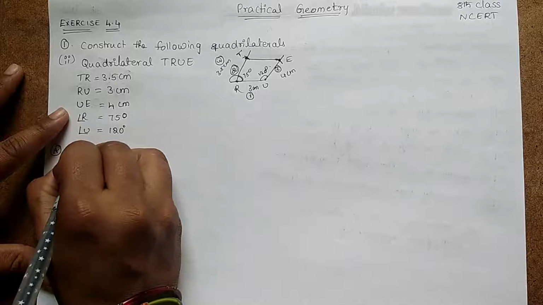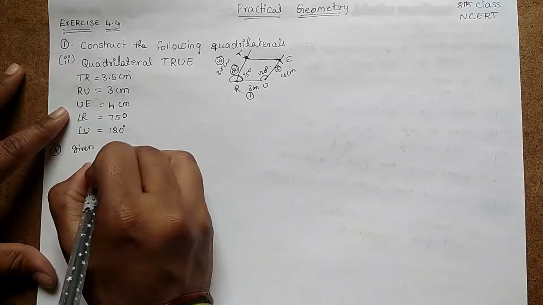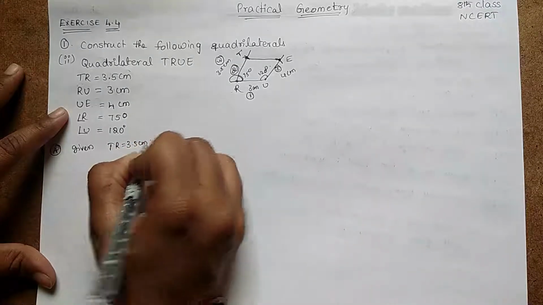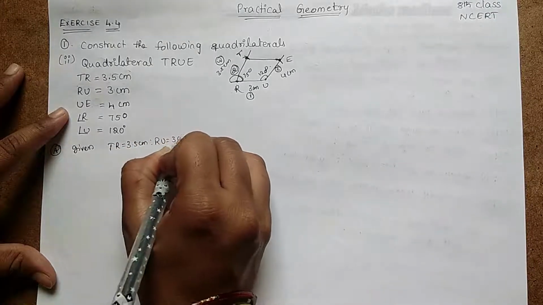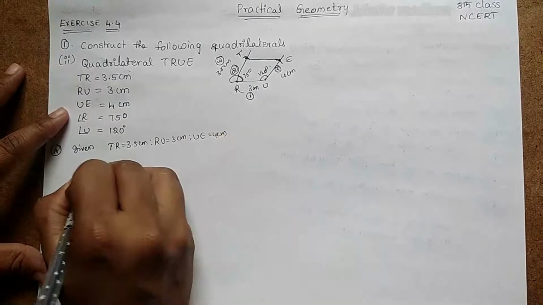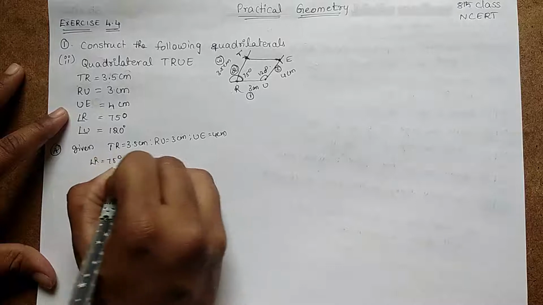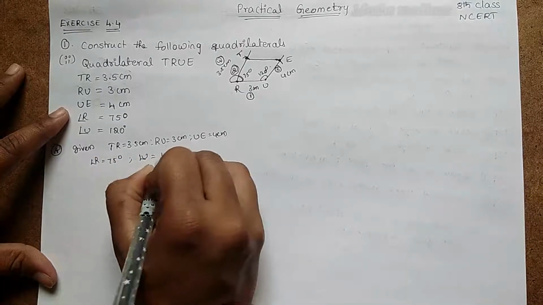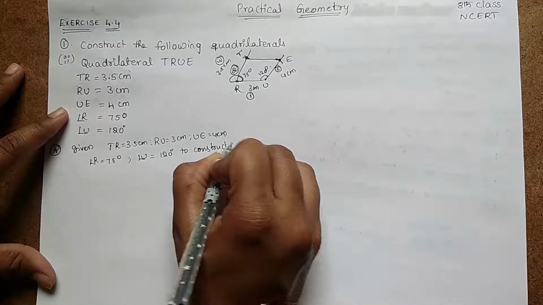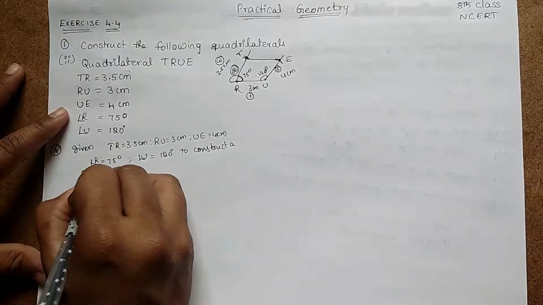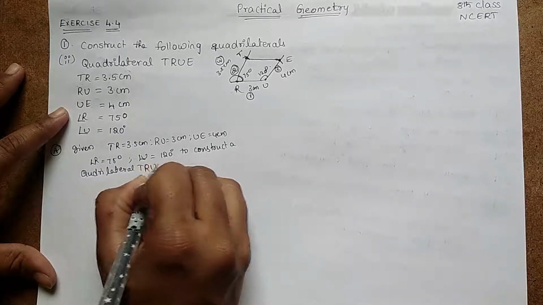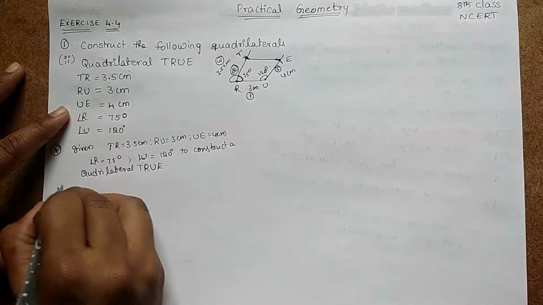Before going into the construction steps, we have to write the given. So given TR is equal to 3.5 centimeters, RU is equal to 3 centimeters, UE is equal to 4 centimeters, and angle R is equal to 75 degrees, angle U is equal to 120 degrees. To construct a quadrilateral TRUE.